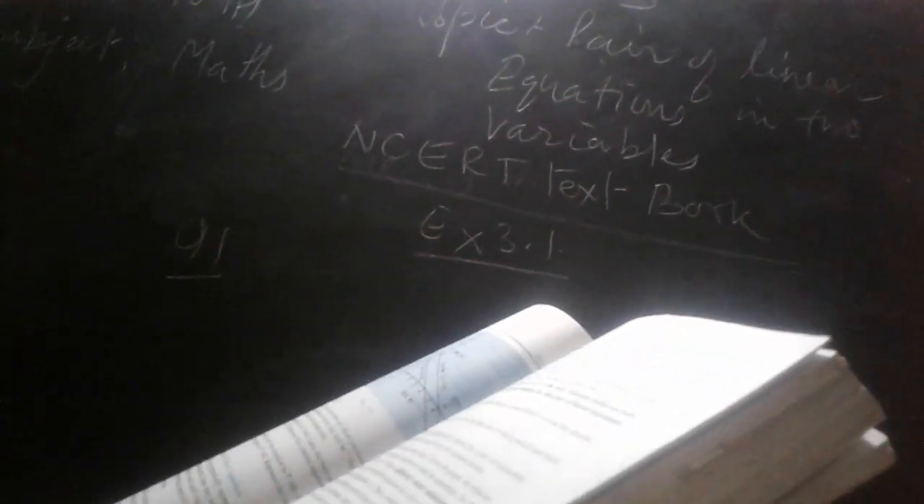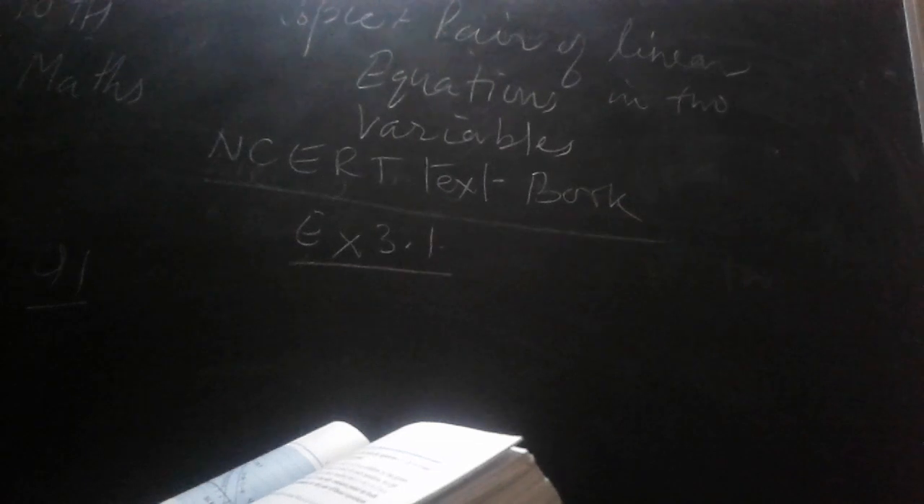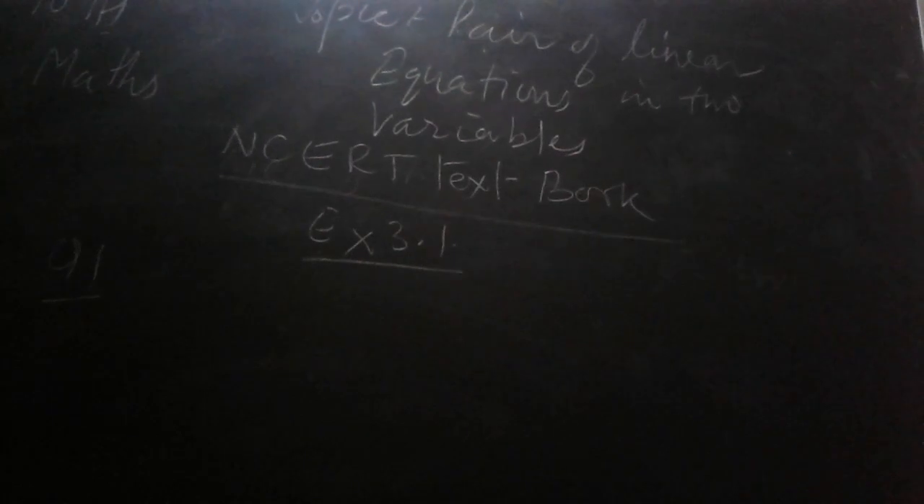Questions of NCERT textbook. Exercise 3.1, question number 1. You see, Aftab tells his daughter, 7 years ago, I was 7 times as old as you were then. So there are two persons, Aftab and daughter. The condition we are given is about the ages of Aftab and daughter. Aftab is the father of the daughter.